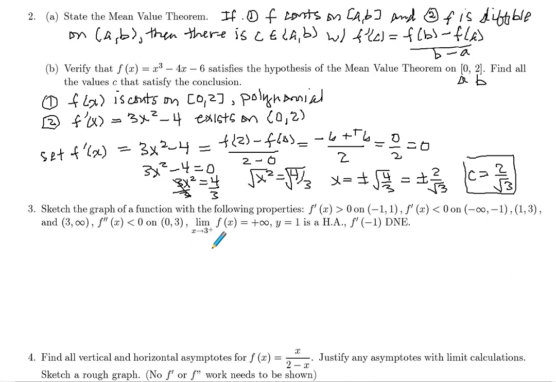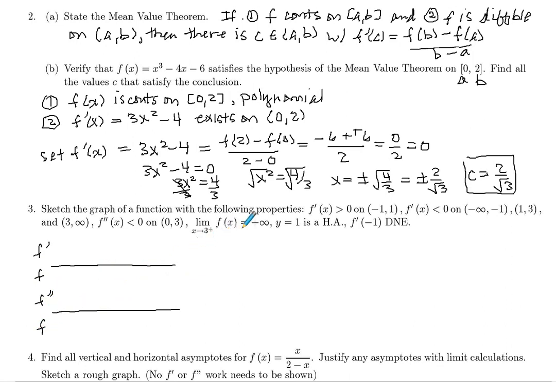Number 3, we are sketching a graph. And what you want to do here is make some sign charts from the conditions that they give you. You're going to have one for f prime and one for f double prime.